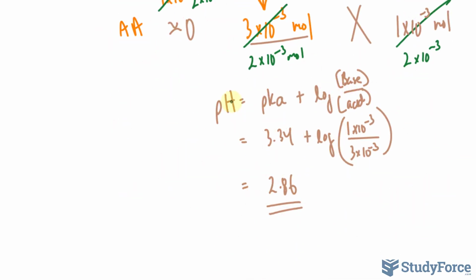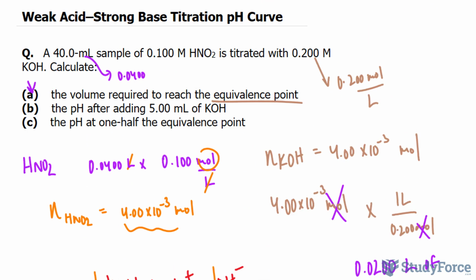So using this formula again, substituting these two numbers into there and there, we get log of 1/1, which is equal to 0. And 3.34 plus 0 gives us a pH at 1/2 the equivalence of 3.34. And there you have it. That is what happens when you mix a weak acid and a strong base together in a titration.